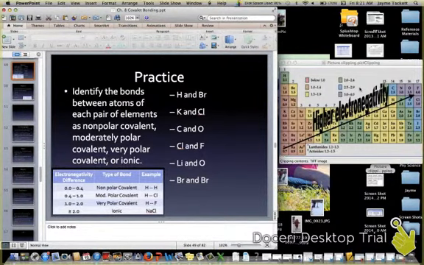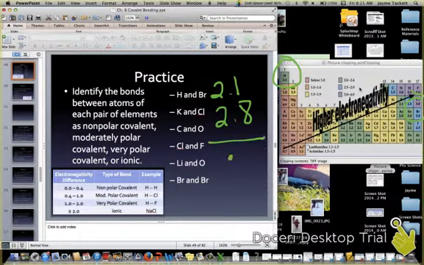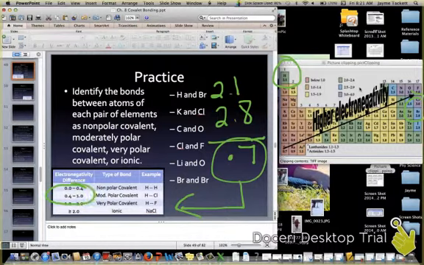So let's see here. Hydrogen has an electronegativity of 2.1. Bromine has an electronegativity of maybe 2.8. So if I do the difference between 2.1 and 2.8, I get a difference of 0.7. So then I look this up on the chart. A difference of 0.7 fits in right here. So the bond between hydrogen and bromine is moderately polar covalent. So for the most part, this bond is going to be a polar bond. Okay. Let's look at the next one.